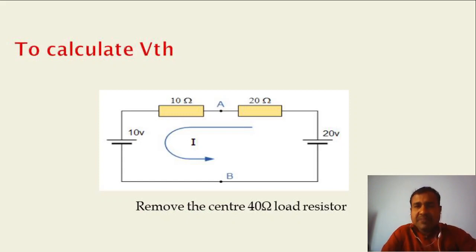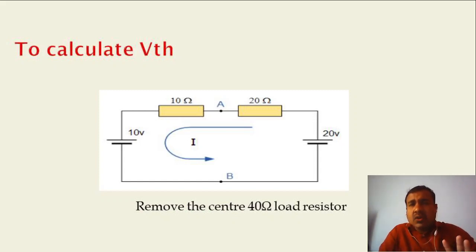Since there are two voltage sources, the current always flows from higher potential to lower potential. So I will assume that current is flowing from the 20 volt source to the 10 volt source, which I have shown in the diagram.